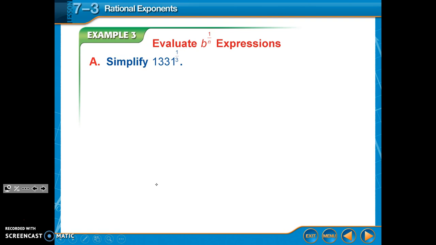Okay, so I want to know what 1,331 is to the 1/3 power. So I'm going to say this is the same thing as the cubed root of 1,331. So I want to know what to the 3rd power gives me 1,331. So let's try some things again. Let's start with 4. So let's see what 4 to the 3rd power gives me. 4 to the 3rd is 64, so I have to go bigger. Let's try 6. 6 to the 3rd gives me 216.